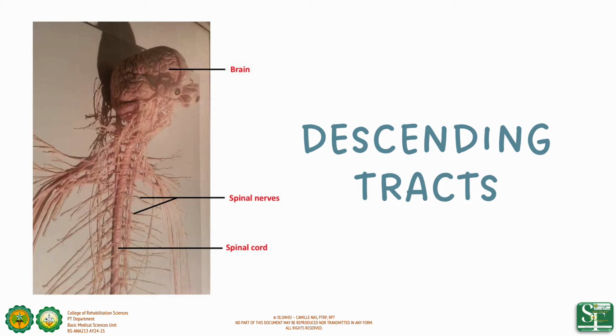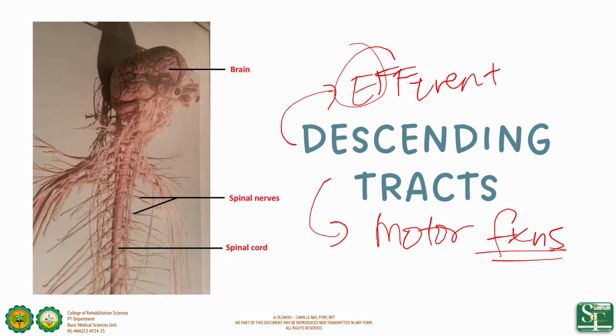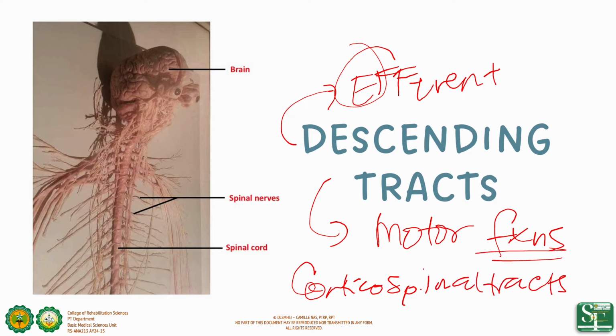Alright, now we're done with the ascending tracts. Let's move on to the descending tracts. So descending tracts, also known as efferent tract. So anong ulit ang function nila? This is for motor functions. Sinong pinakasikat na descending tract? It's your cortico-spinal tracts. Kung wala tayong cortico-spinal tract, kung wala akong cortico-spinal tract, hindi ko masusulat to, no? So that's the function of your cortico-spinal tract. From the cortex papuntang spinal cord nag-descend, that's why it's a descending tract.